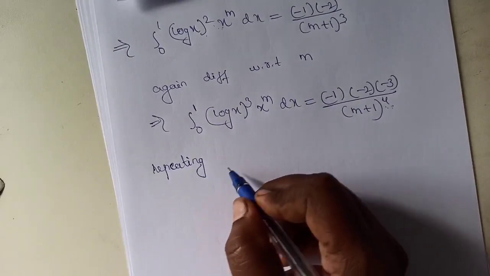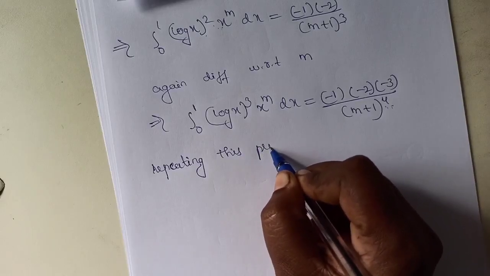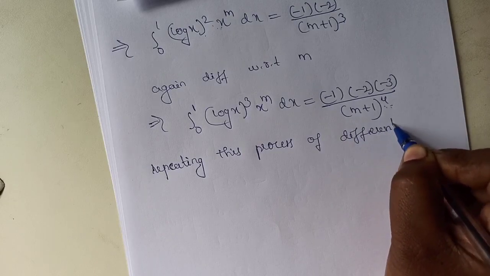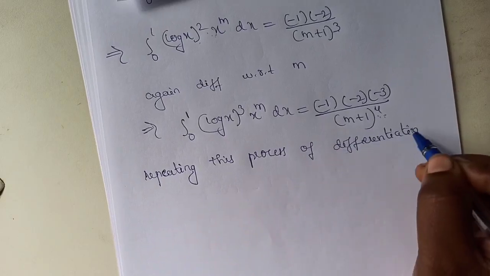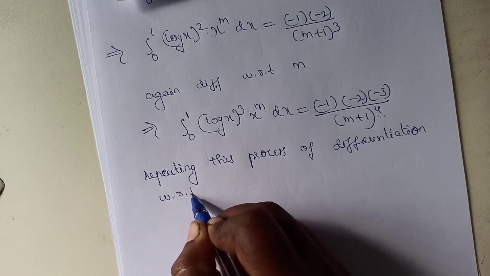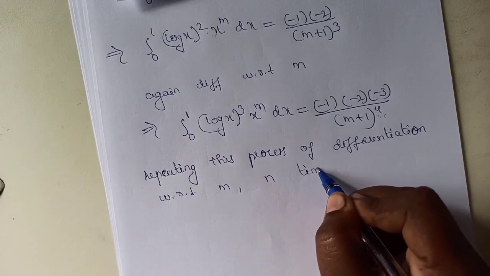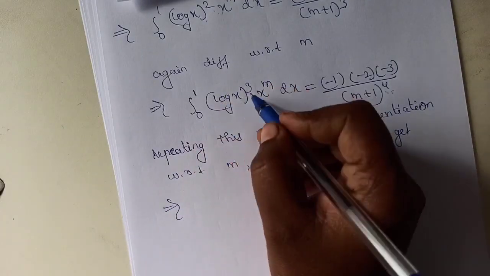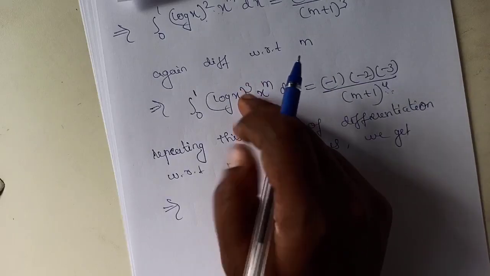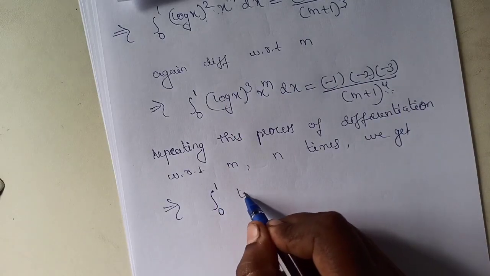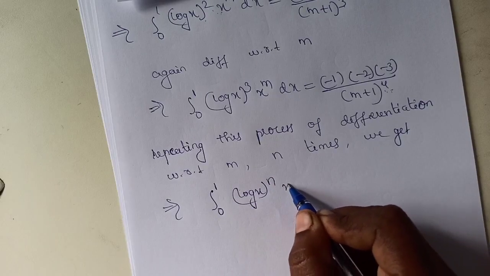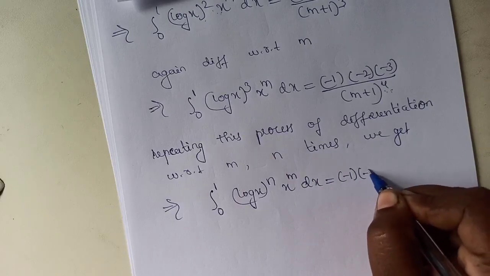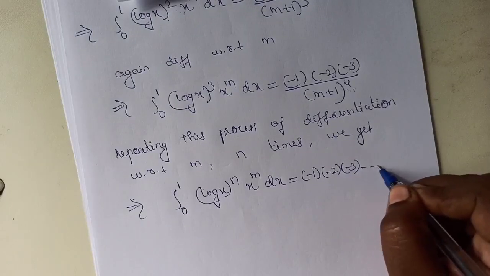So now repeating this process of differentiation with respect to m n times, we get, because the third time we got 3, so if I repeat this n times, we get log x power n, x raised to m remains the same, dx, and here we get minus 1 minus 2 minus 3 up to minus n, right?